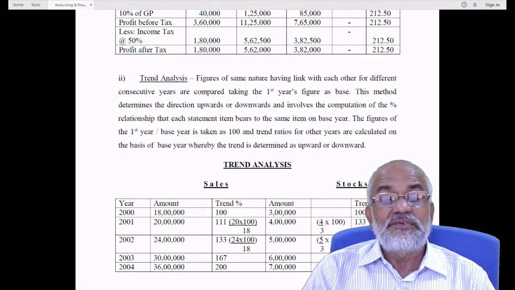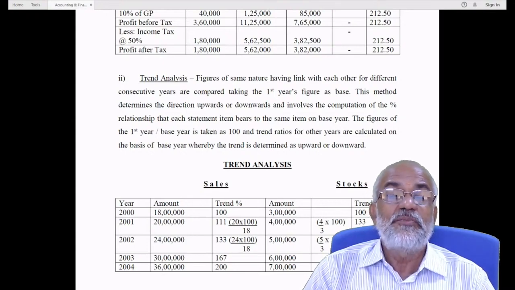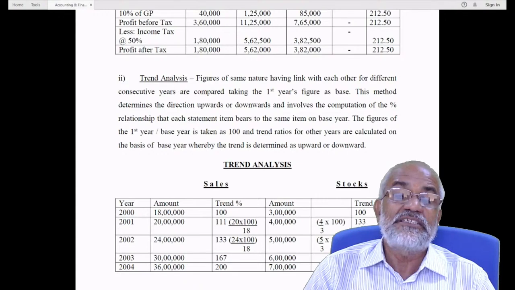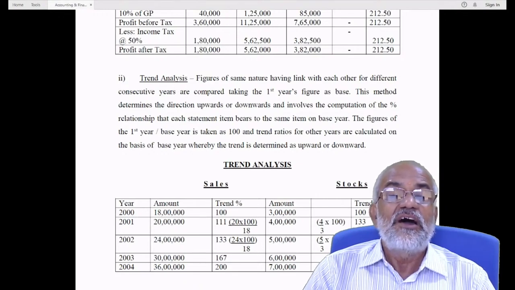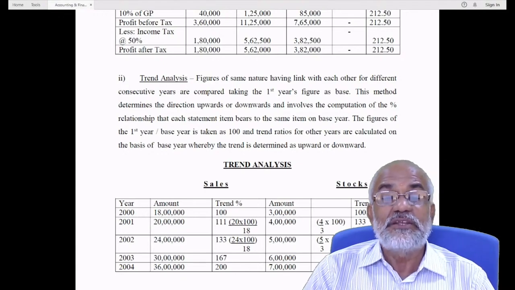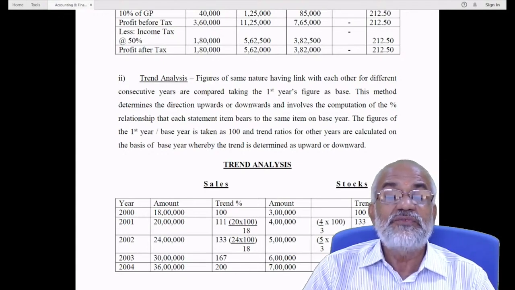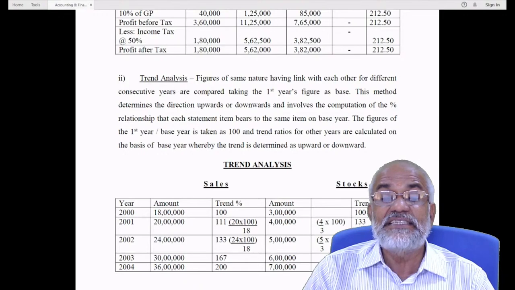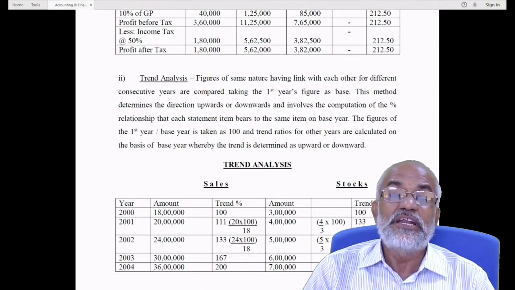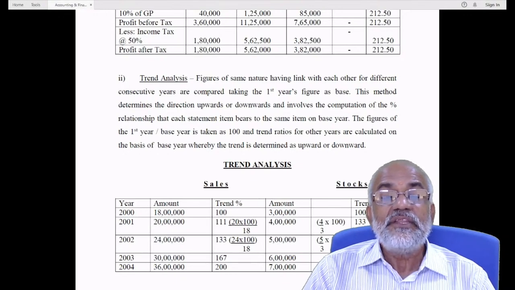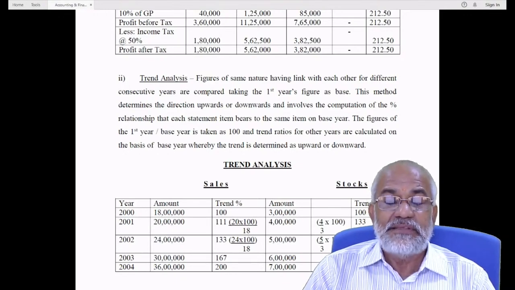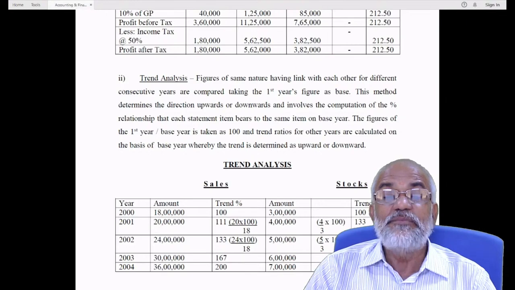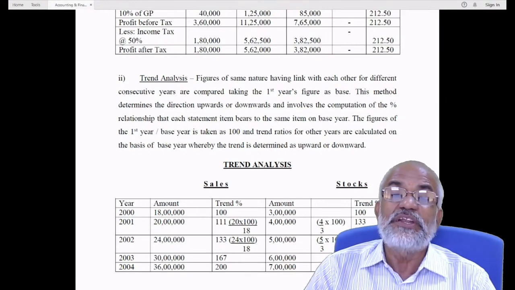Accordingly, for the last year, the year 2004, when the sale was 36 lakhs, we can compute it as 200%, or just double the sale of the base year, that is 2000. In the year 2000, the amount of sale was 18 lakhs. In the year 2004, the volume of sale is 36 lakhs. So it is just 200%, or twice the sale in comparison to that of the base year. So the trend percentage is expressed as 200.